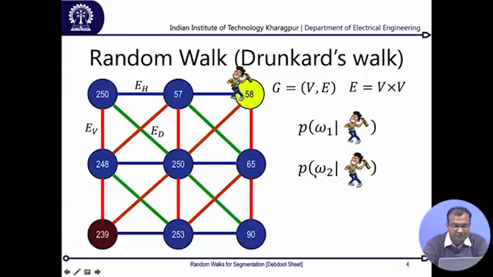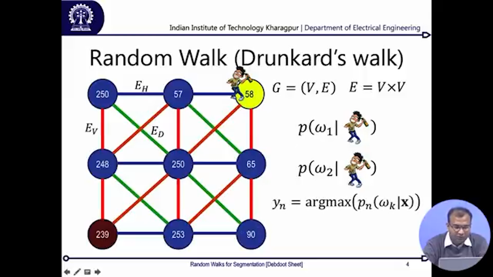Now, the total sum of p of omega 1 given this person and p of omega 2 given this person, for a particular node, is such that, since it is always the probability of a person starting at a particular node to reach any of the two classes, that is what it is defined as, this total summation will again be 1. Okay.